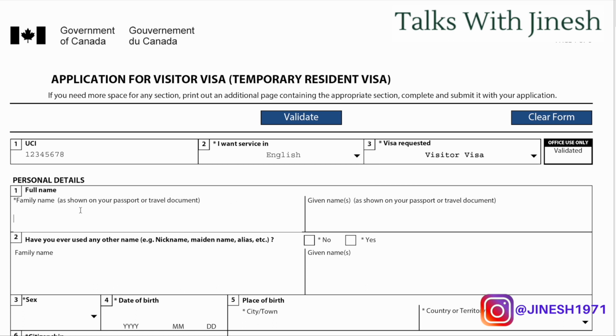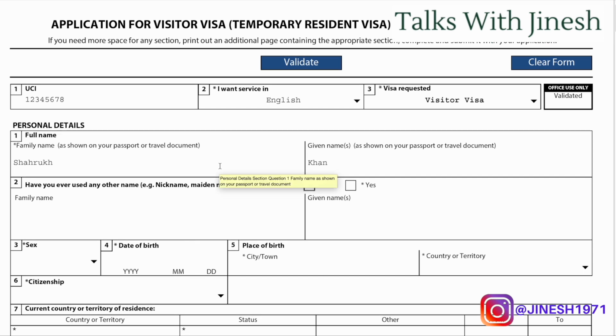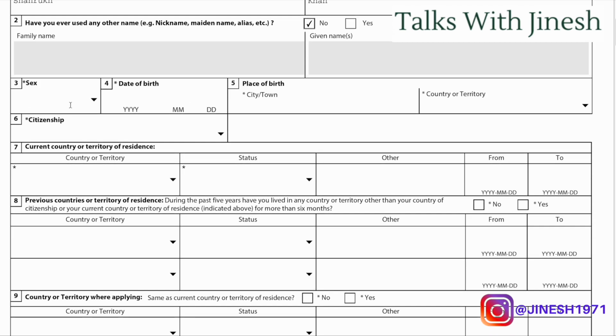Family name, this should be the same as it appears on your passport. Let's use my favorite actor's name, Shah Rukh Khan. If you have used other nicknames, maiden names, or aliases anywhere on any of the legal documents, then you should enter that as well. I have not, so I'm just going to say no. This is going to be male.